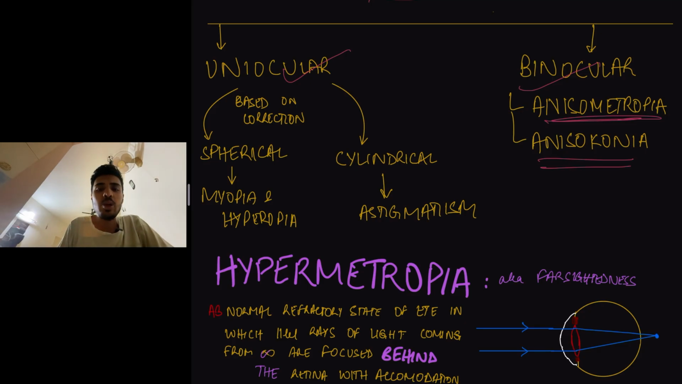So first, let's look at uniocular refractive errors. Based on the type of correction, if you use a spherical lens for correction, you have myopia and hyperopia. Hyperopia is also known as hypermetropia. If you're using a cylindrical lens, there is something known as astigmatism.